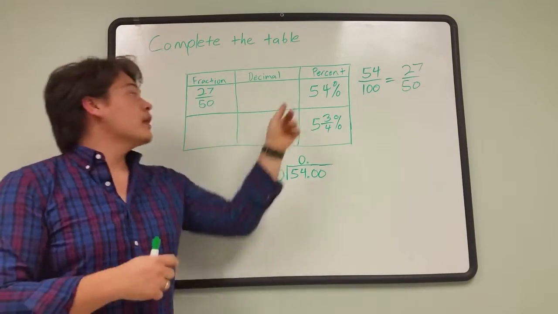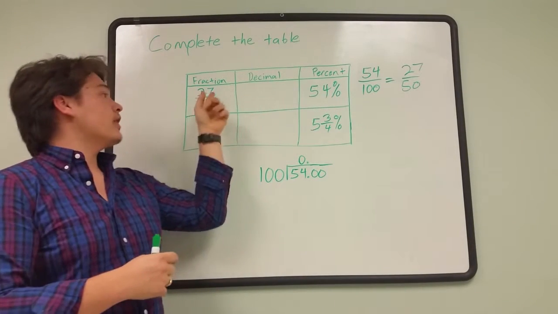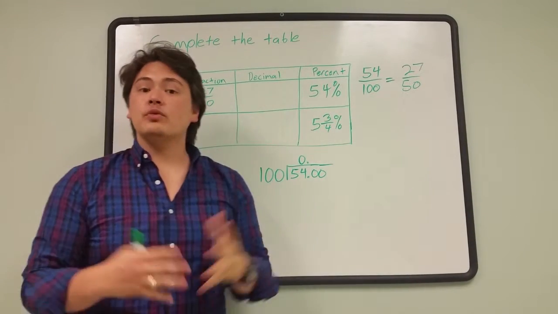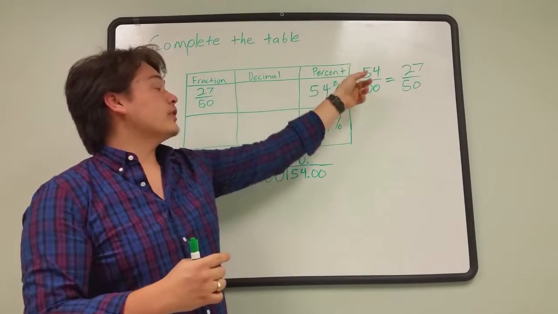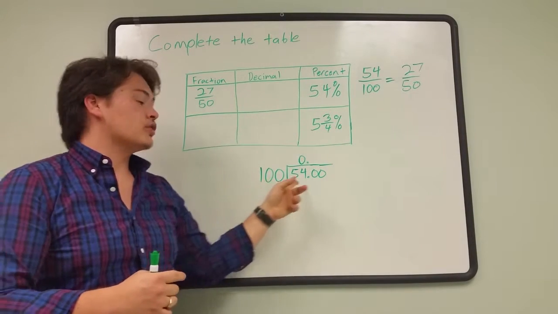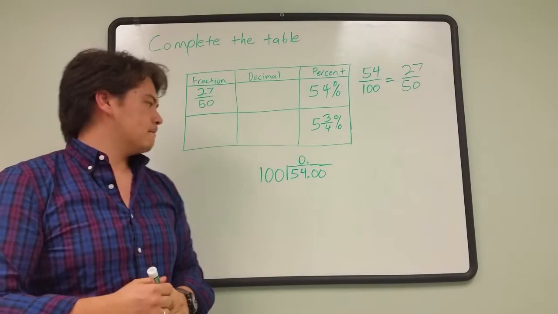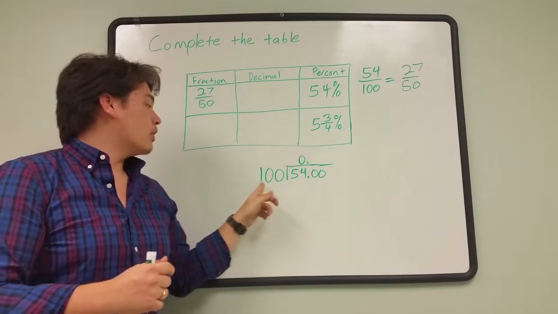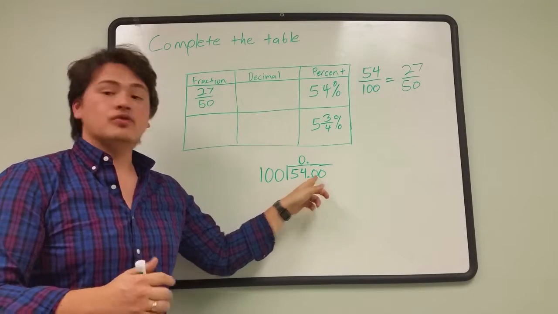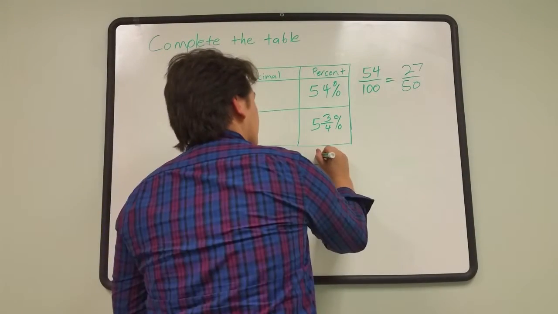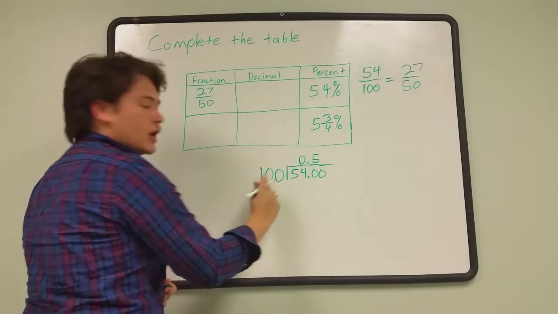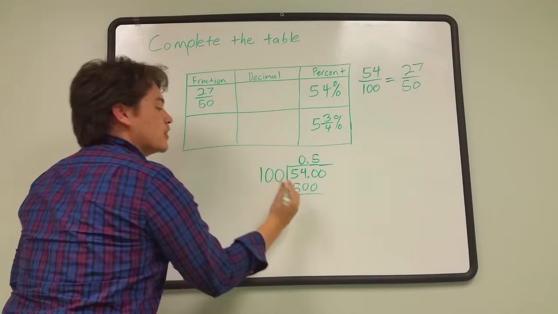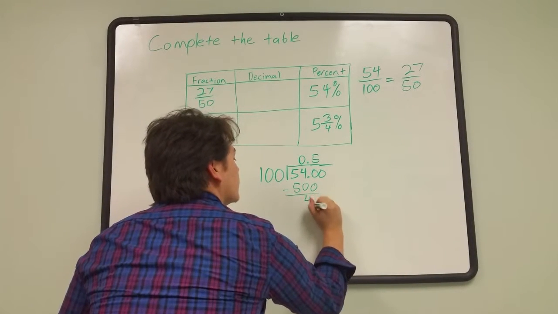So now that we found out that 54% is equal to 27 over 50, we need to convert 54% into a decimal. How do we do that? We can use this fraction and divide 100 into 54. Now 100 can't go into 5, 100 can't go into 4, but 100 can go into 540. How many times? 5 times. 5 times 100 is going to give me 500. 540 subtracted by 500 is going to give me 40.